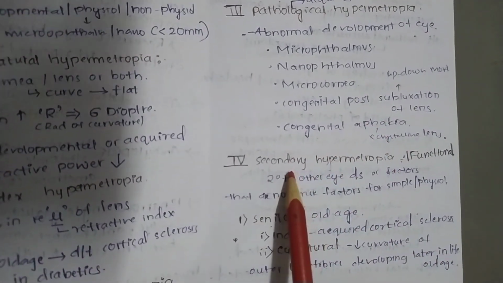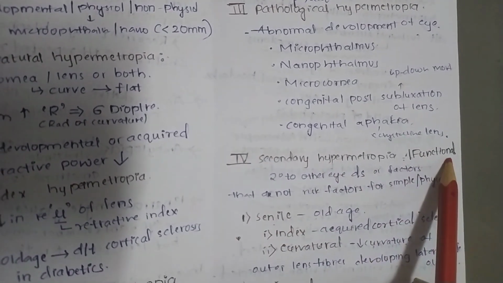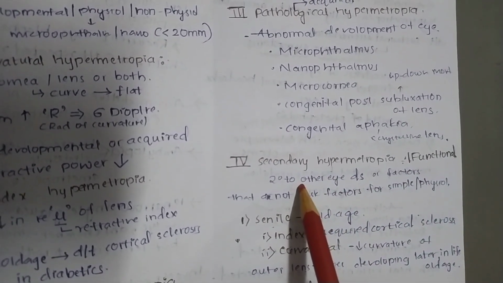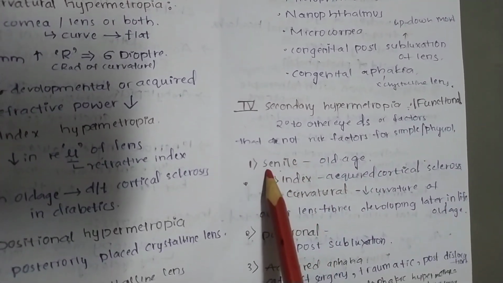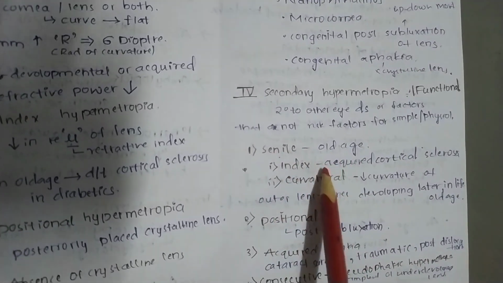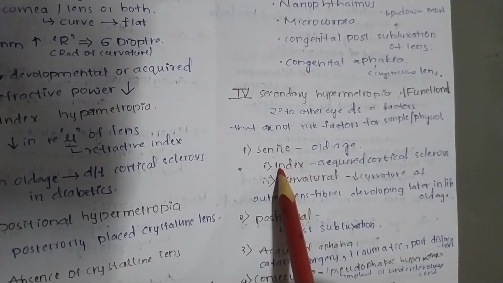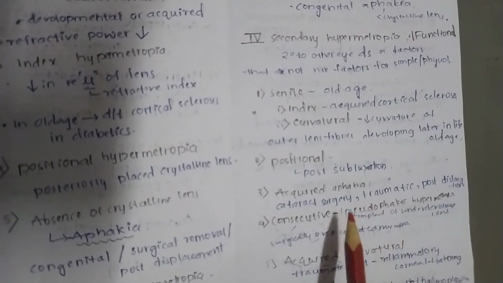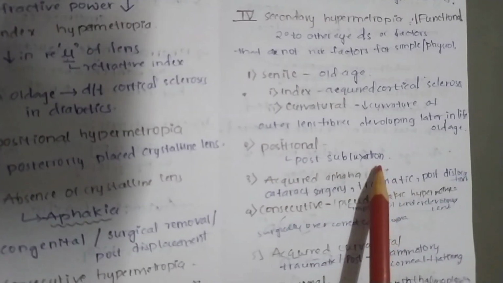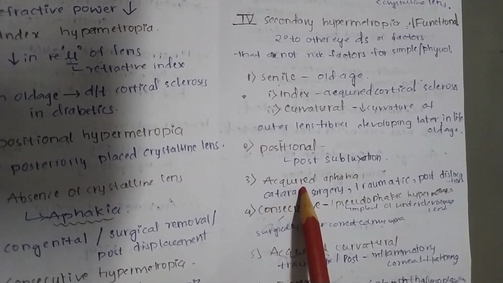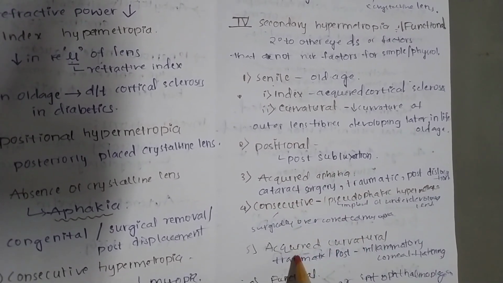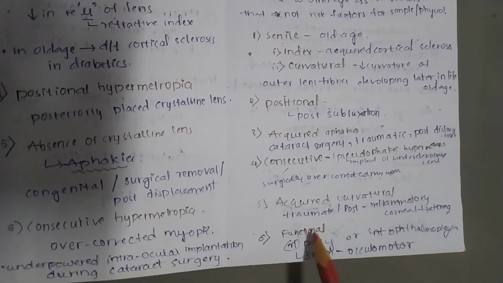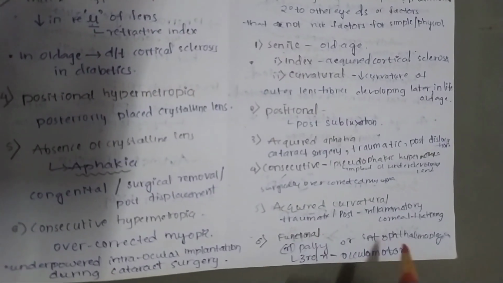Next, the 4th type is secondary hypermetropia or functional hypermetropia. It is secondary to other eye disorders. It includes senile hypermetropia that occurs in old age, which may be index or curvatural. Next, positional, that is posterior dislocation of lens. Next, acquired aphakia, that is absence of lens, or consecutive or acquired curvatural hypermetropia, or functional hypermetropia. So, these are the clinical types of hypermetropia.